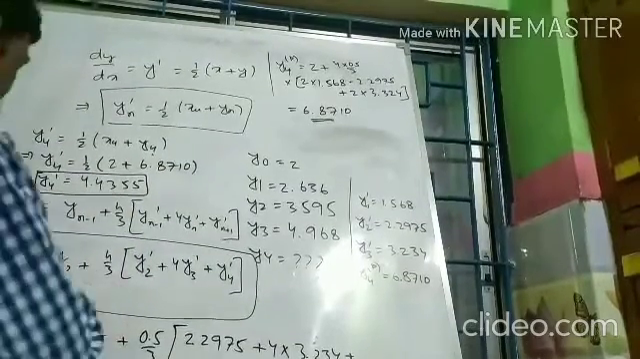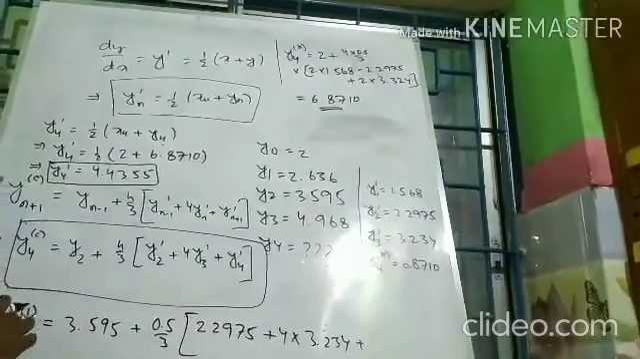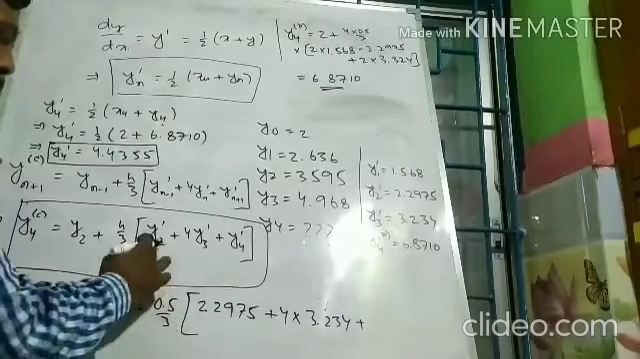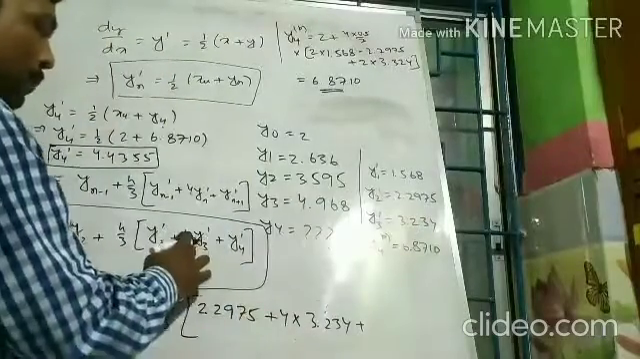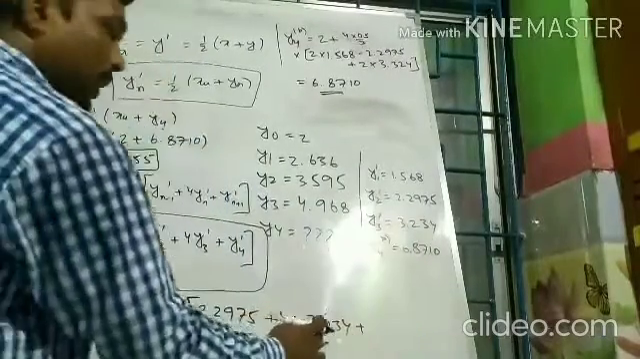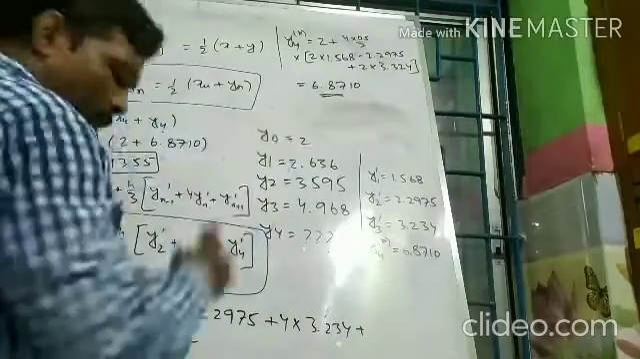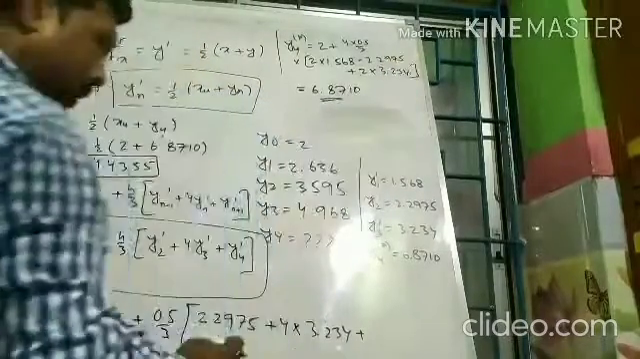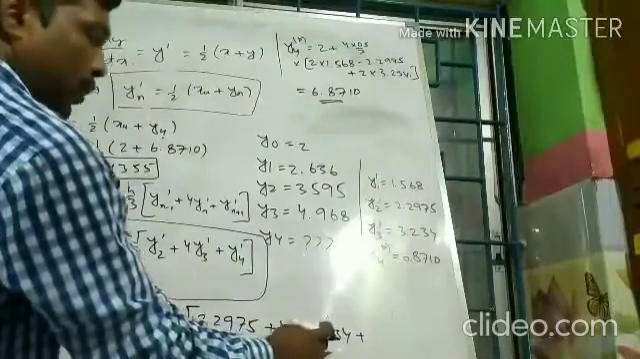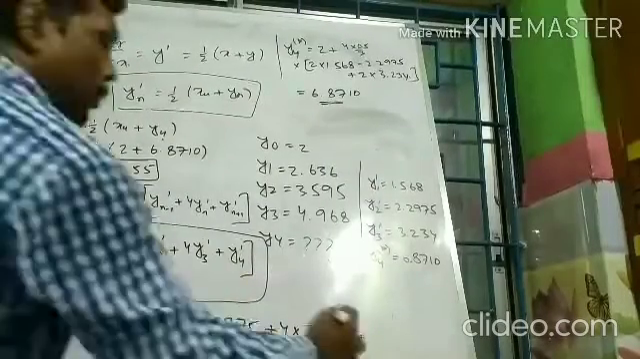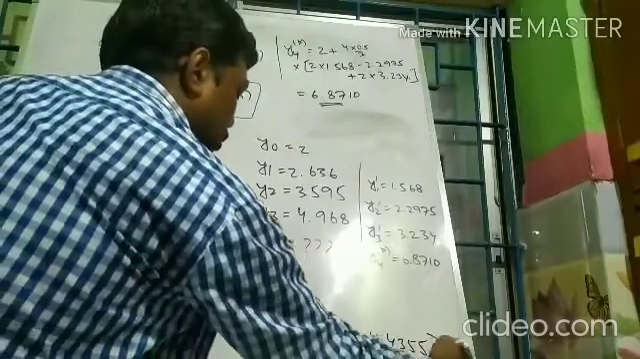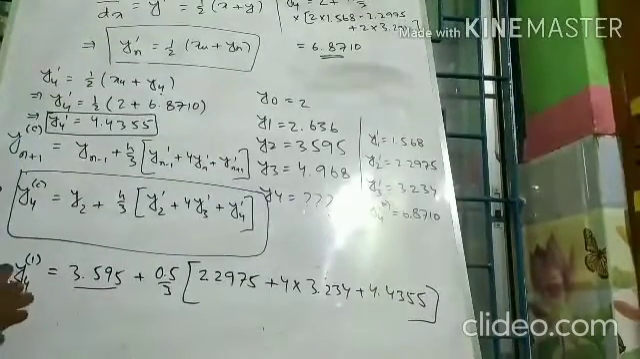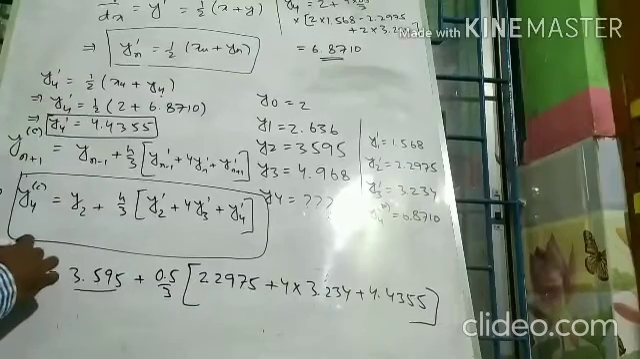So now we have to calculate the corrected value of y4, the first iterative value of y4. y4 equals y2 plus h by 3, that is 0.5 by 3, times y2 prime, which is 2.2975, plus 4 into y3 prime, which is 3.234, plus y4 prime, and y4 prime is 4.4355.